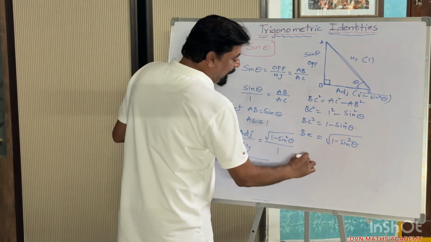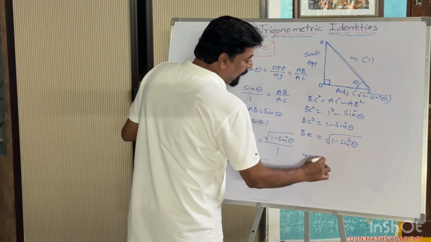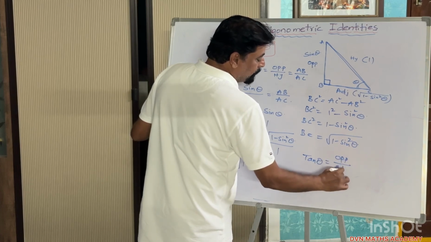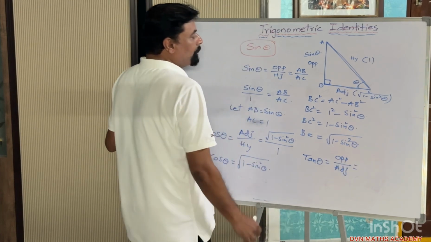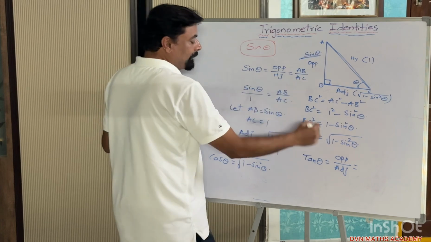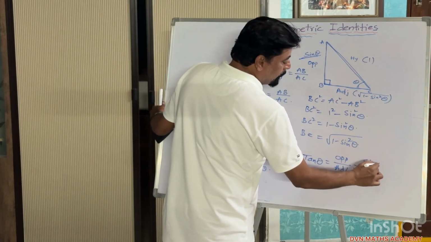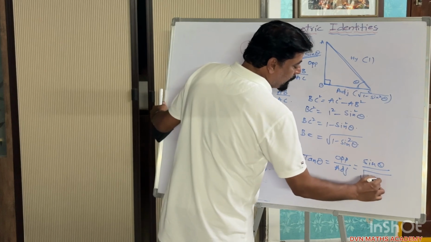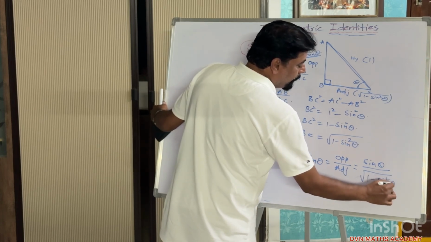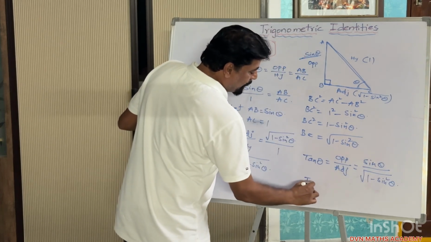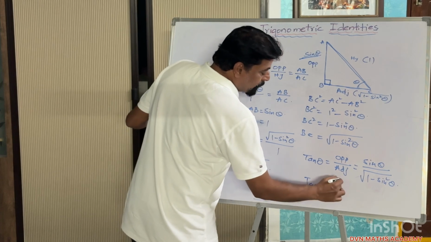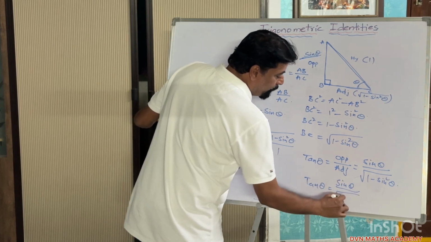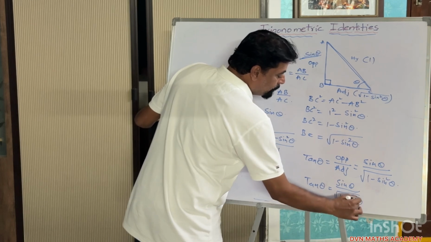If I want to write tan theta, it is equal to opposite by adjacent. Opposite we have taken as sine theta, and adjacent we got as under root of 1 minus sine square theta. So now tan theta is equal to sine theta by under root 1 minus sine square theta.